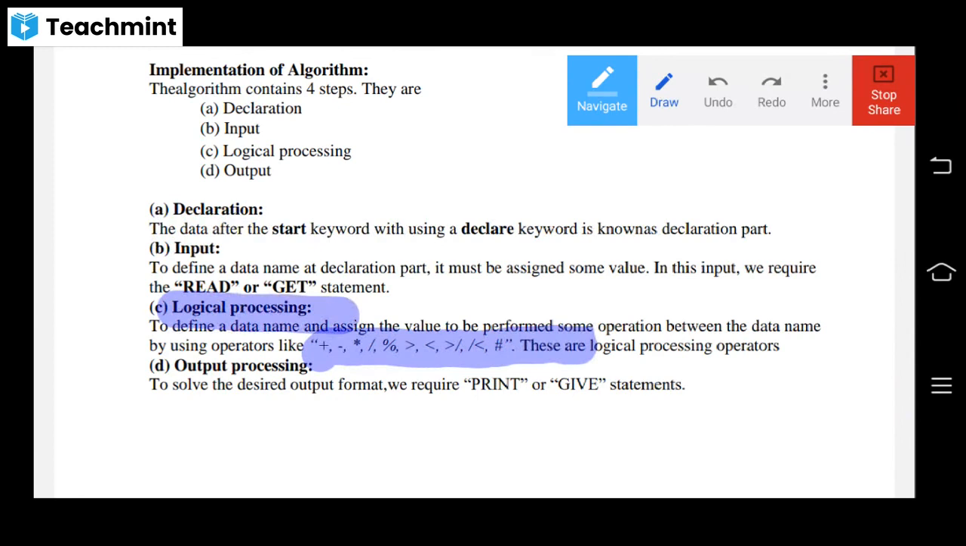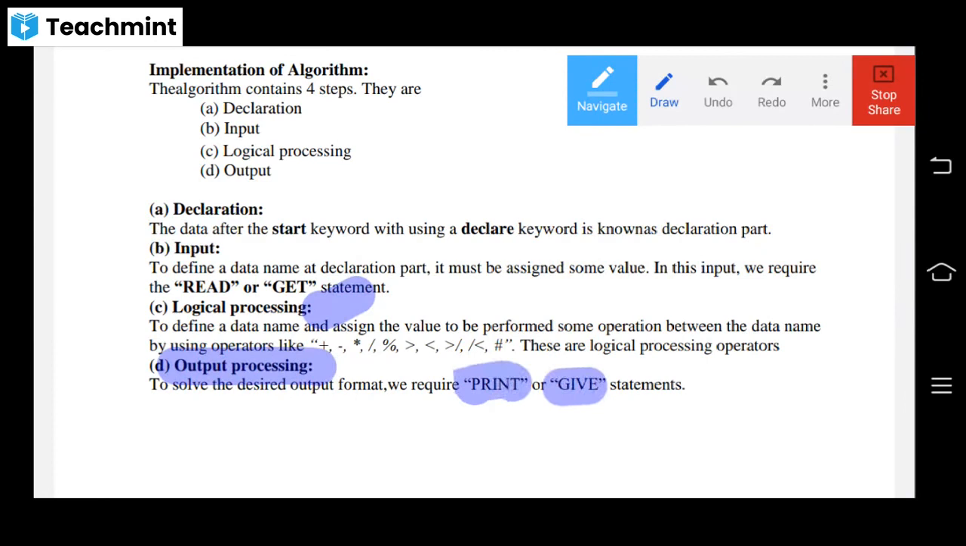And next we go through the output processing. In output processing, after the logical processing is completed, ultimately we see the output. In this output processing, we require print, give statements. For example, in an ATM machine, first of all we give some input, that is inserting the ATM card. Ultimately we see the output, that is withdrawing cash. We see the cash, that is the output.